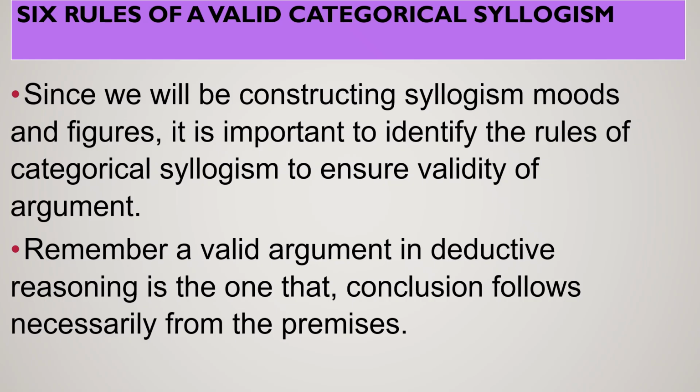Remember, the validity in the deductive argument is based on the reasoning that the conclusion follows necessarily from the premises. So it is important to look at the 6 rules that are followed when you are forming a standard categorical syllogism. This will be very important because you might give examples that do not follow the right validity of the conclusion.